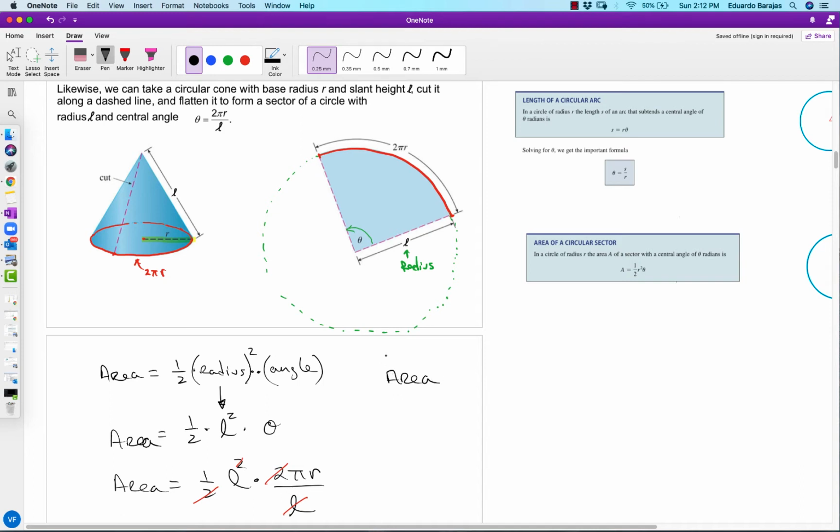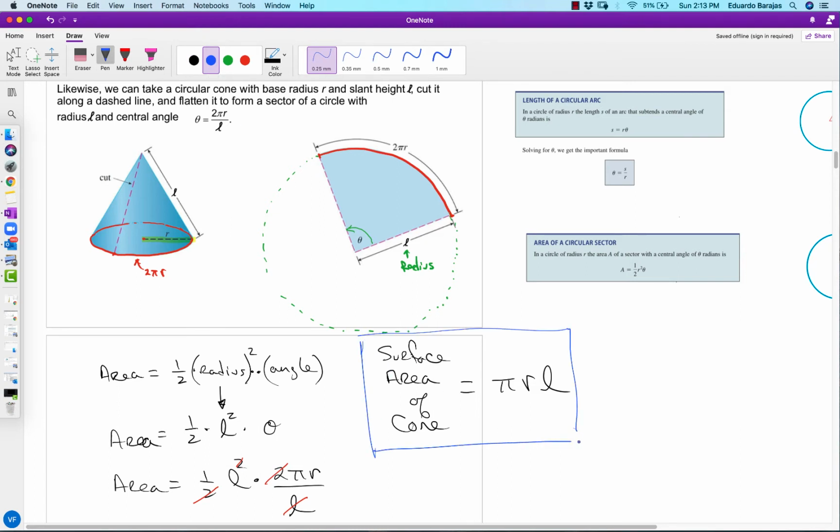Let's say surface area of a cone, with radius r and slanted height L, the way we have it there. That area is equal to pi r L, right? A very straightforward, simple little formula that gives you the surface area of a cone like this.